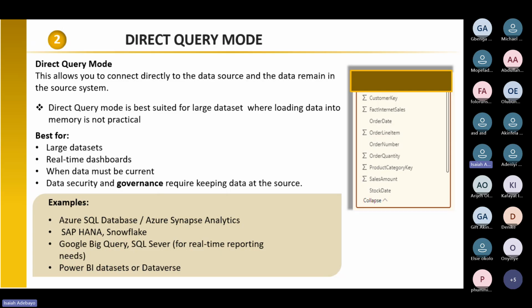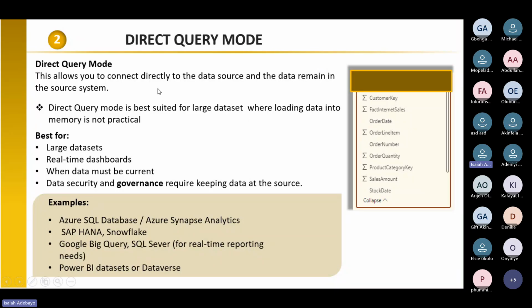we have Snowflake, we have what we call Google BigQuery. I'm sure you must have heard about that. We have SQL Server for real-time reporting needs. We have what we call Power BI dataset or Dataverse. So those are examples of cases whereby you may need to use direct query mode.